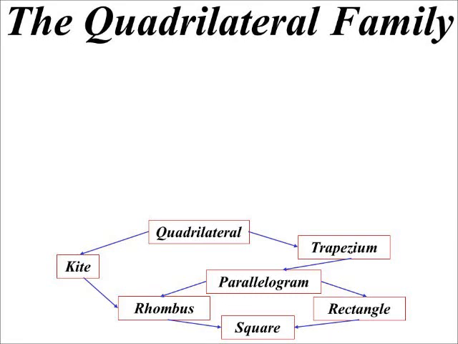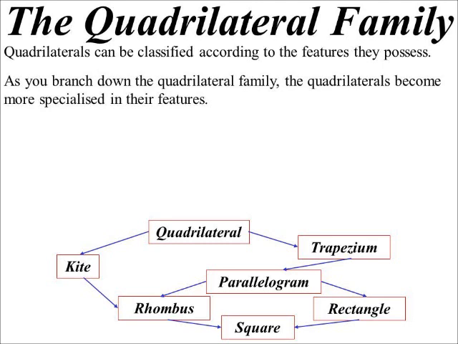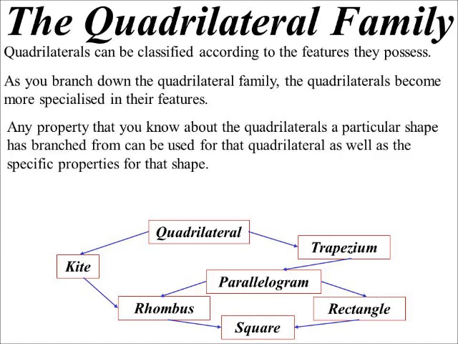Let's have a look at the family tree for the quadrilaterals in all its glory. Okay. So as we know, all the quadrilaterals can be classified according to their different features. And then as we branch down, the quadrilateral becomes more and more specialised until, of course, we get to the perfect quadrilateral down the bottom, which is, of course, the square. So any property you know about a quadrilateral is also a property of any quadrilateral that branches off it.